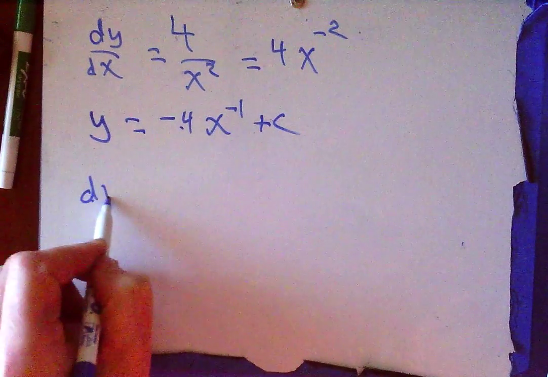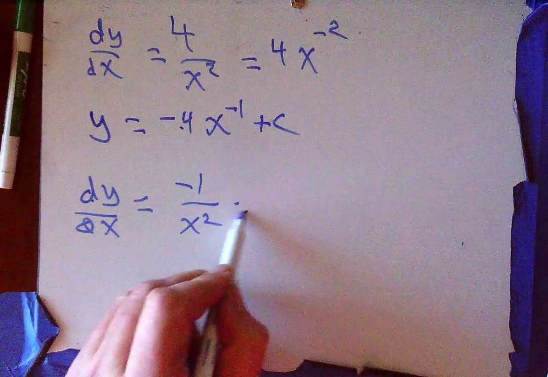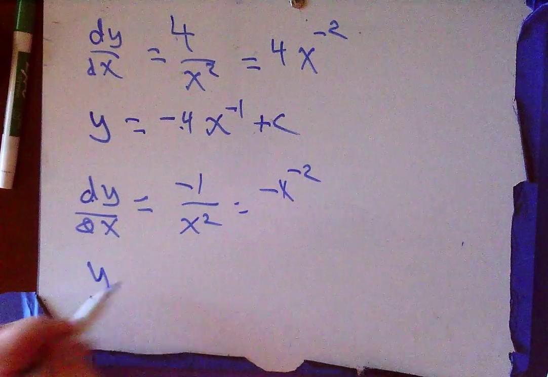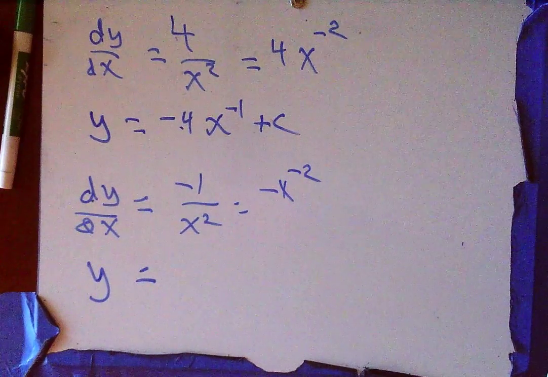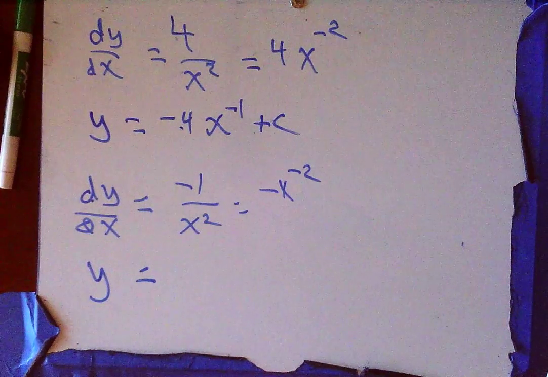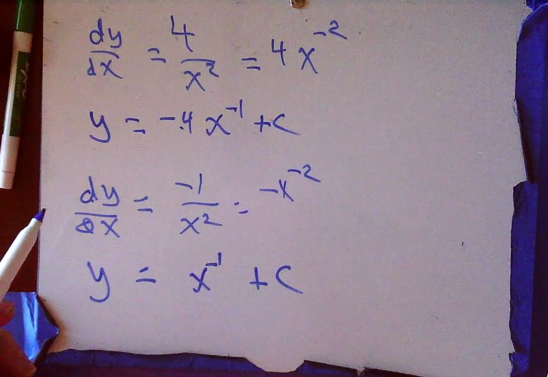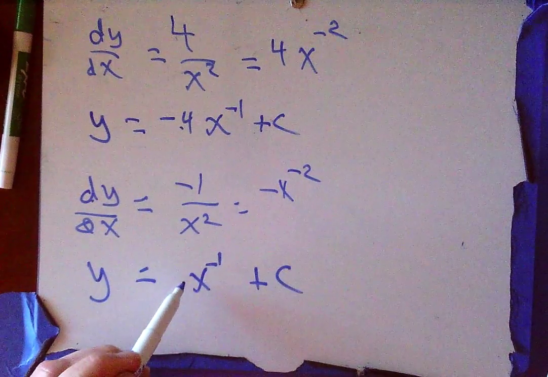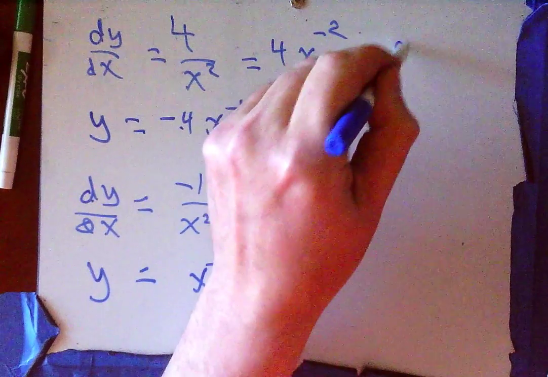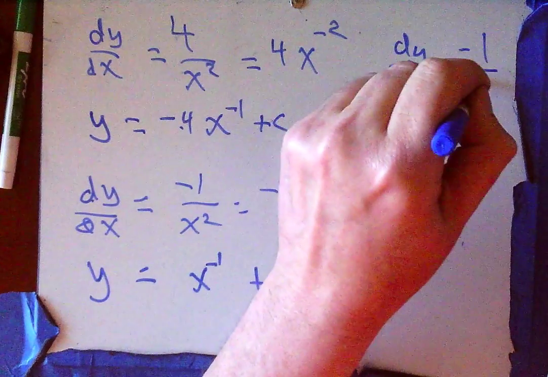dy/dx equals negative 1 over x squared. I guess we could think of that as negative x to the minus 2. So it's going to be x to the minus 1 plus c. Okay, right? And always check. Bring that down. Subtract 1. Yep, perfect. Okay, how about dy/dx equals negative 1 over x squared plus 1.